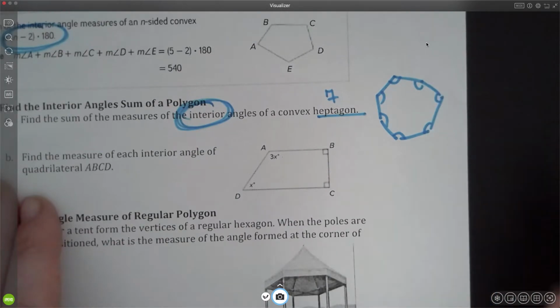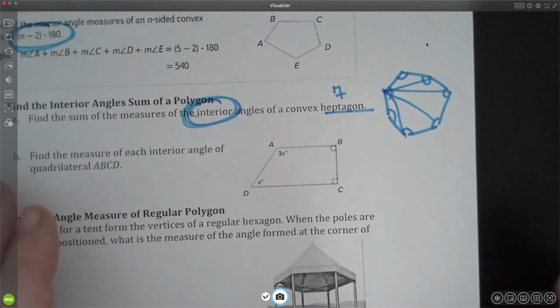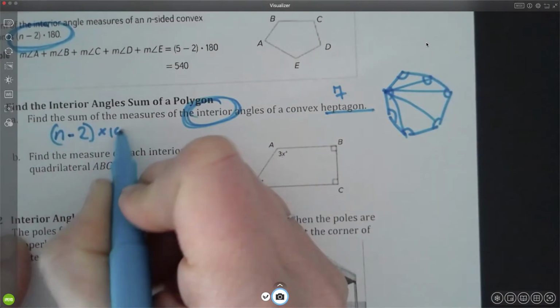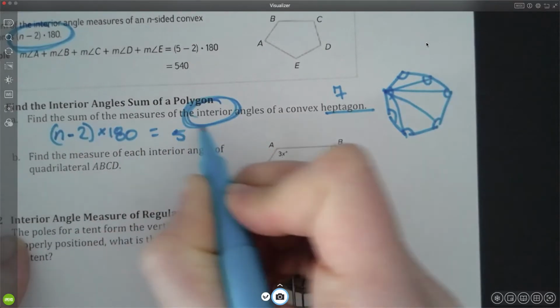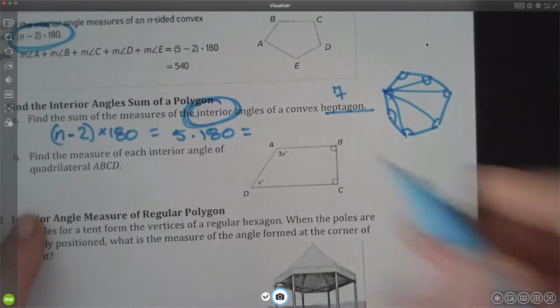If I would make triangles out of that, how many triangles would there be? 5. So I do n minus 2 times 180, which is going to be 5 times 180, which is going to be what? 900. Is that right?